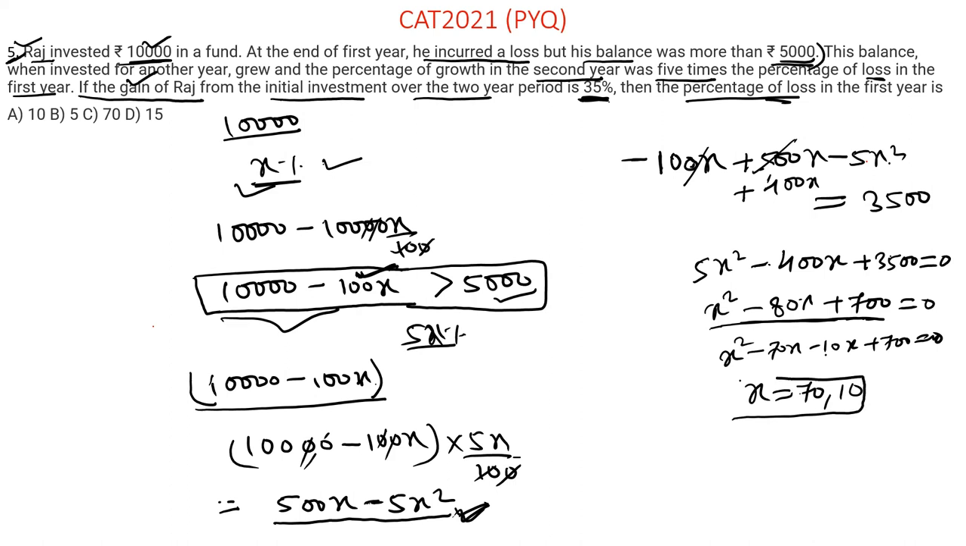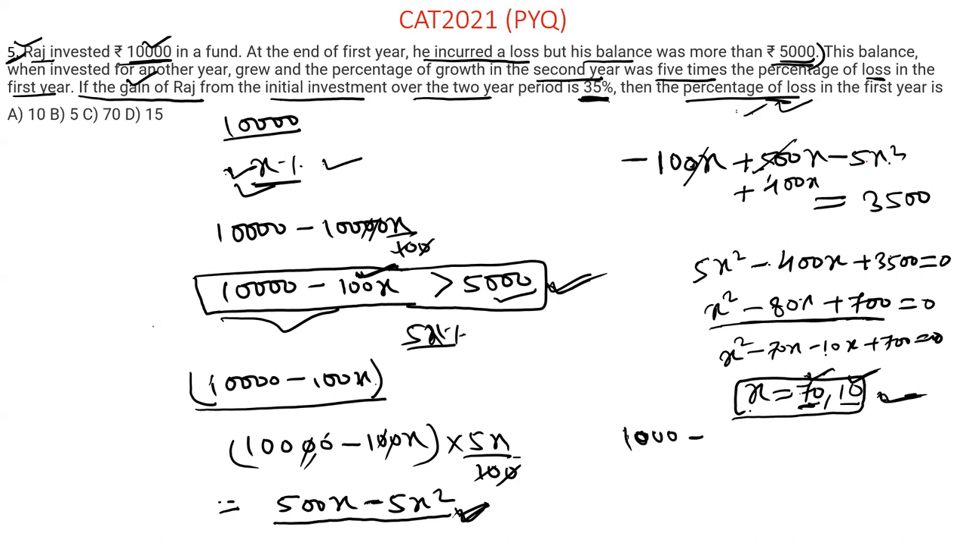So we got the value of x, but there are two values, 70 or 10. And we have to find the percentage of loss in the first year. So we have to find the value of x. Now look, there is a condition here, and it is given so that we can verify. So let's put the value of x as 70.